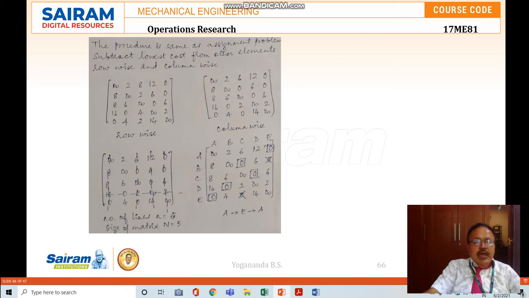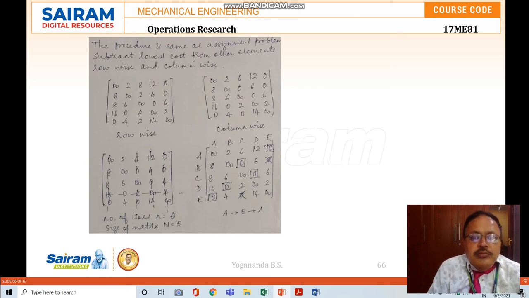Then draw the minimum number of lines, maybe horizontal or vertical, to cover all the zeros. The number of lines drawn will be 5. We have 4 vertical lines and 1 horizontal line. So the minimum lines required is 5. It need not be only horizontal or only vertical; it may be a combination of horizontal and vertical as well. The size of the matrix is 5 rows, 5 columns, so capital N is 5. The number of lines drawn is also 5.